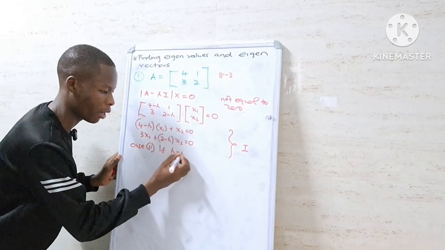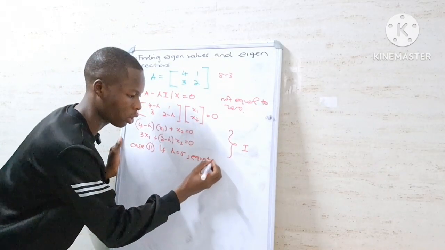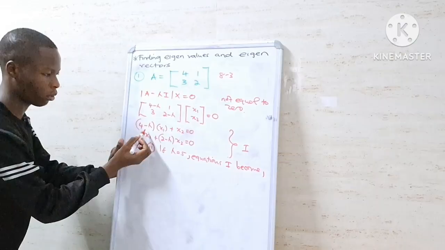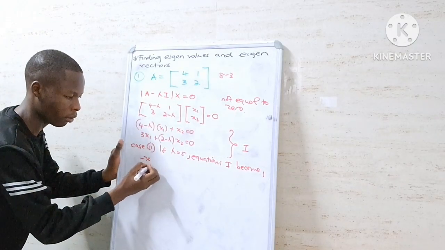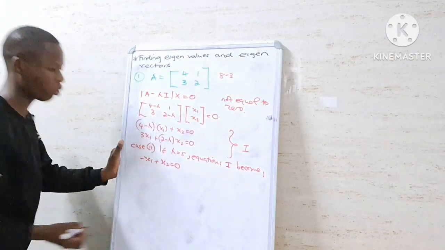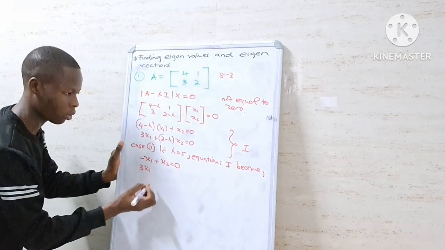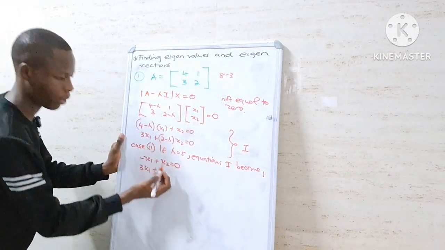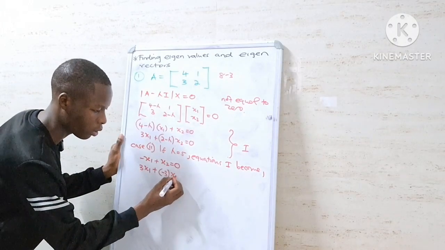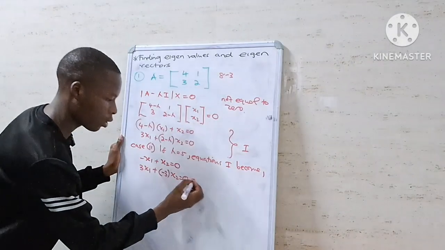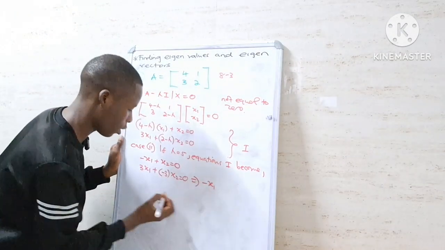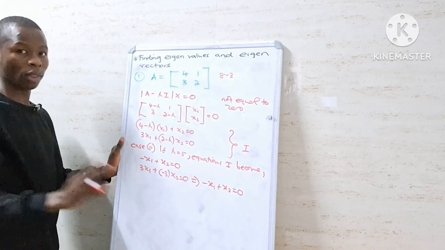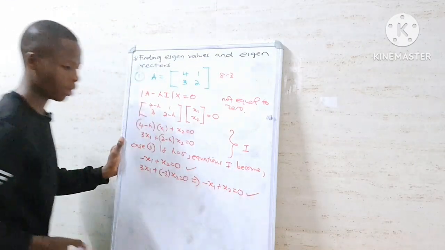Case number 2. If lambda is equal to 5, equations 1 become, 4 subtract 5, this is negative x1 plus x2 is equal to 0. This is 3x1 plus 2 subtract 5, this is negative 3x2 is equal to 0. This equation becomes negative x1 plus x2 is equal to 0 if you factor out negative 3. So the two equations that we have now are this and this.